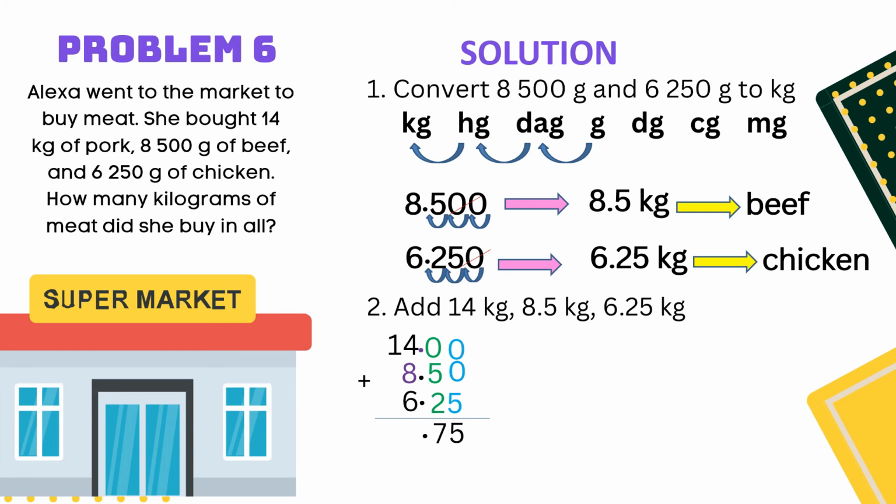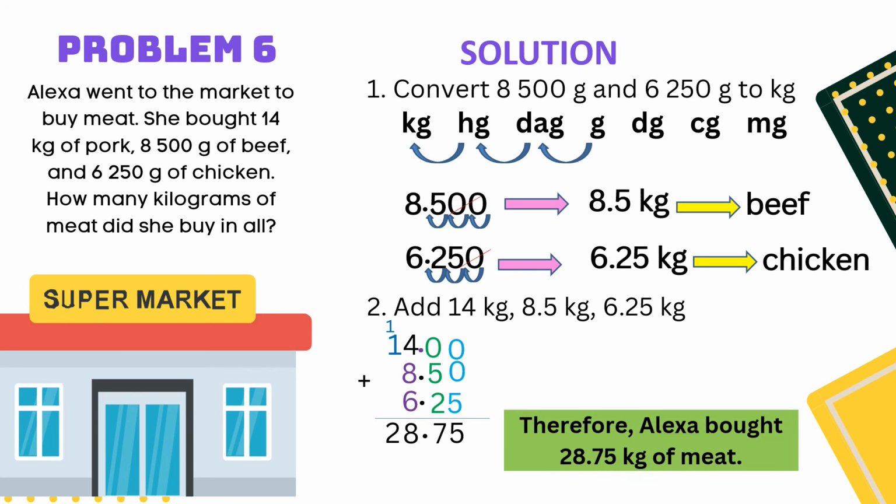4 plus 8 is equal to 12. Plus 6 is equal to 18. 8, regroup 1. 1 plus 1 is equal to 2. So this is our answer. Therefore, Alexa bought 28 and 75 hundredths kilograms of meat.